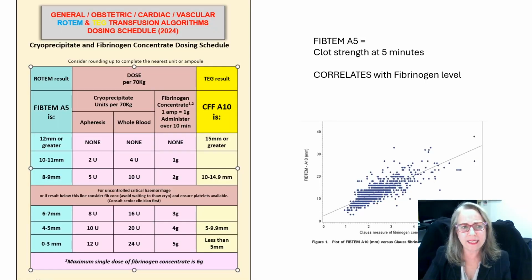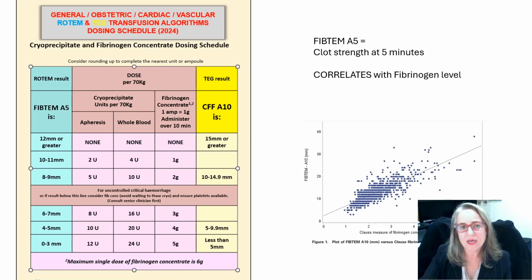So this is the detailed algorithm, not to scare you, but just to show you generally that if you look at the FibTem or the functional fibrinogen level and you meet certain thresholds, you can then give cryo or fibrinogen concentrate at a dose, and there's so much data on this in the literature and so many different algorithms around the country, and I've looked at most of them, put them all together. Essentially, you could give a nuanced dose, or you could just give a mid-range dose and check it again. Some centres try to keep it simple and do that.